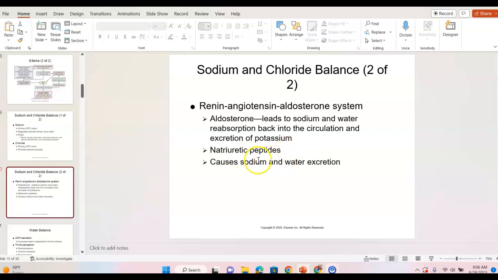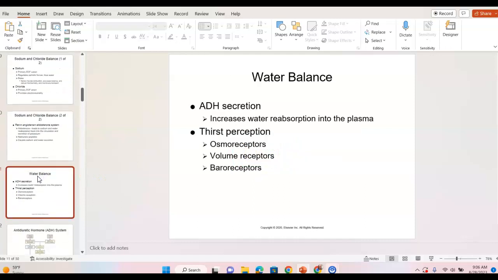Okay, so this should really be bumped under a little bit. Okay, water balance. Antidiuretic hormone is yet another way that we balance our water. This is secreted from part of the kidneys. It really should be spelled out there. Antidiuretic hormone. Yay, something that makes sense. It'll increase water reabsorption into the plasma.